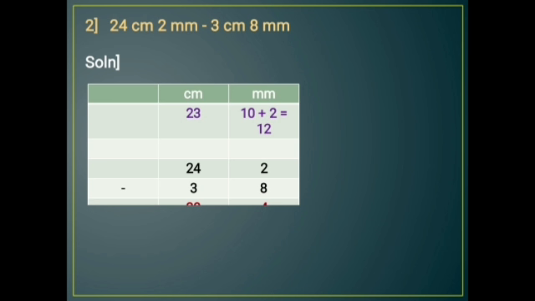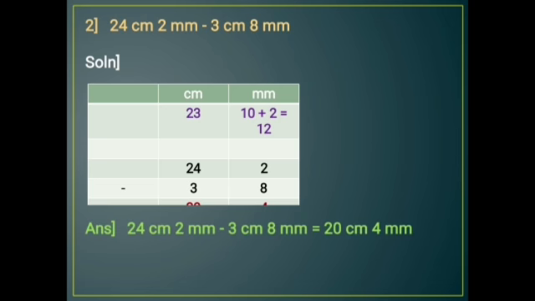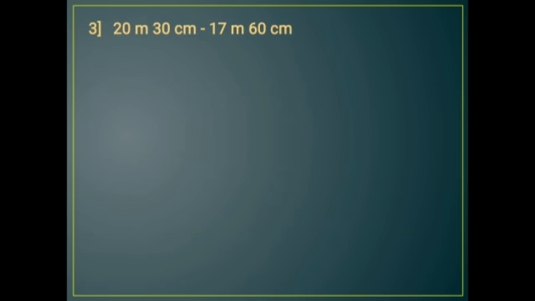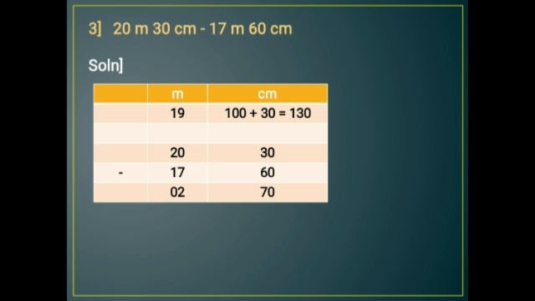So 10 plus 2 is 12. 12 minus 8 is 4 and 23 minus 3 is 20. So the answer is 24 centimeter 2 millimeter minus 3 centimeter 8 millimeter is equal to 20 centimeter 4 millimeter. Next, question number 3. 20 meter 30 centimeter minus 17 meter 60 centimeter.